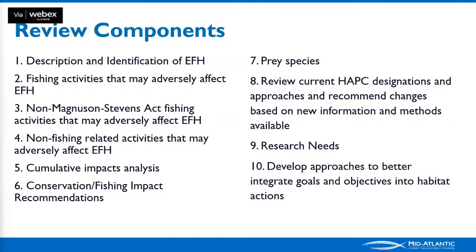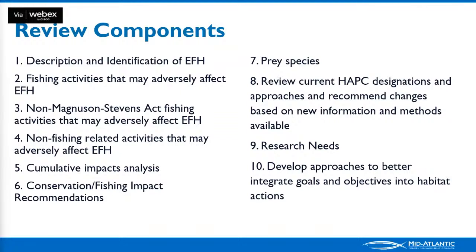So here are the 10 review components. Those are also provided in the draft memo that's behind the tab in your briefing materials. So you're required to review your descriptions and identifications of EFH, fishing activities, non-fishing activities, and non-Magnuson-Stevens Act fishing activities. You need to review all of those that may adversely affect EFH. And non-Magnuson-Stevens Act fishing would be things like state water fisheries, and how those may impact habitat.